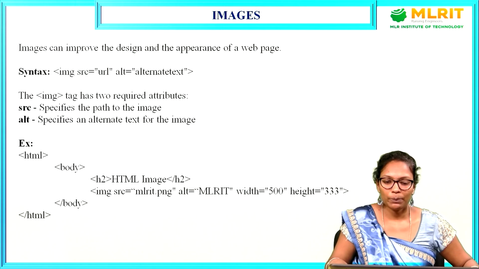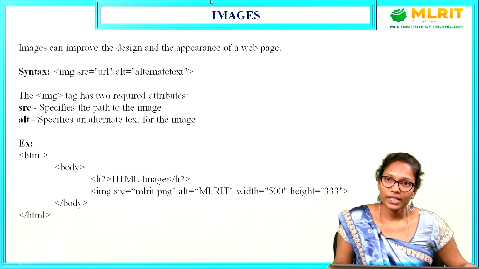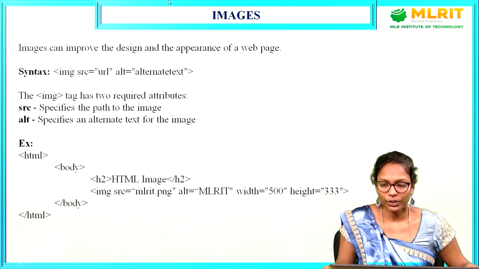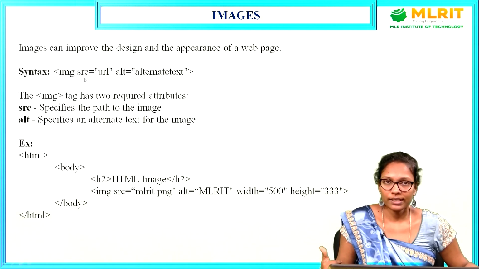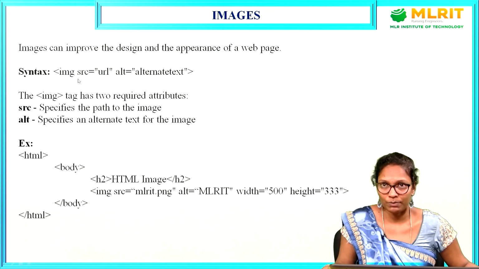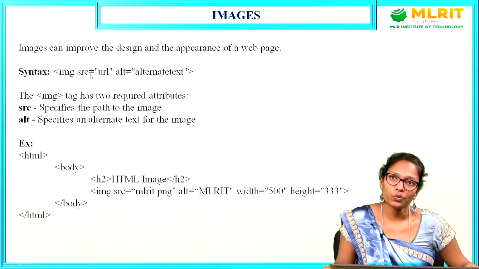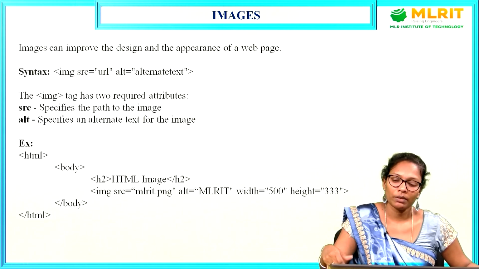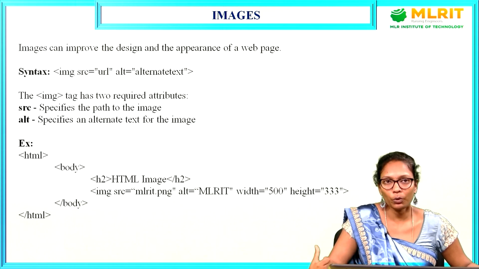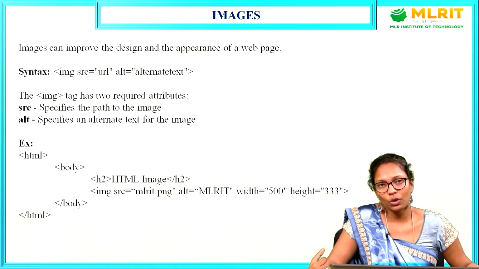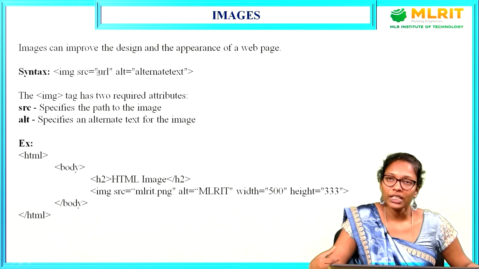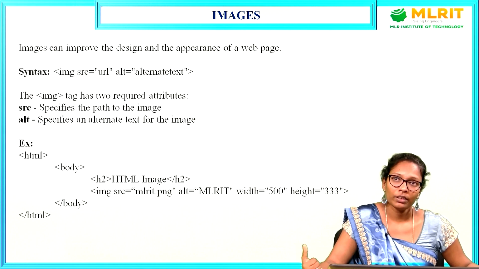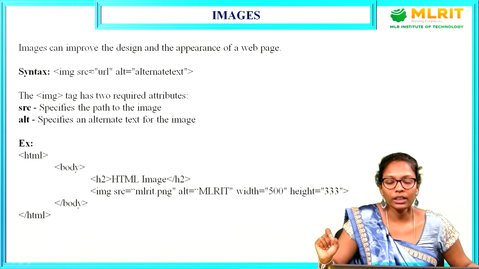So next is the image tag. If you want to display an image, then the image tag will be used. The basic syntax for the image tag is img, then src, the source. You need to provide the source, that is the URL. For example, if the source image is available in the same folder where you're saving your program, then you can simply specify the image name with the extension. But if it is available in some other folder, like in the C drive in a folder called IT, then you should give the complete URL to get the path.